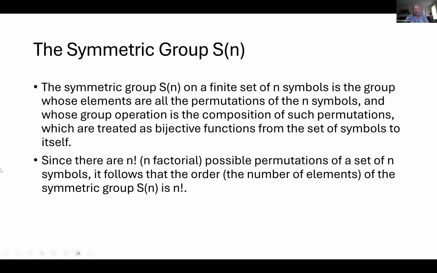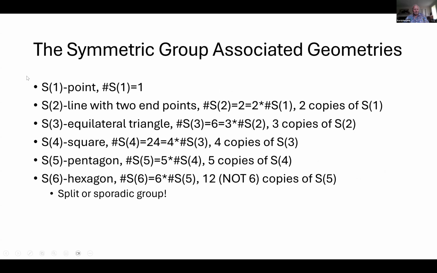And so then how many of these things do we have that'll take us back to where we started from? Well, since there's n factorial possible permutations in a set of n symbols, then the number of elements in the symmetric group is n factorial. That's the thing to keep in mind. So let's take a look at it.